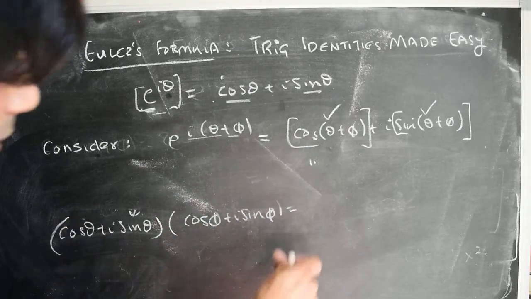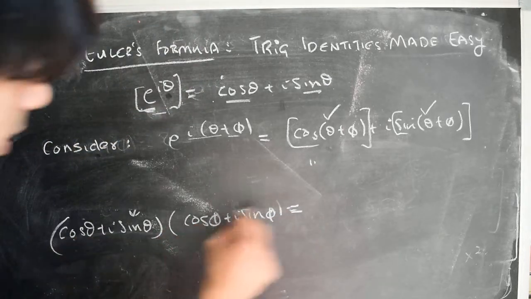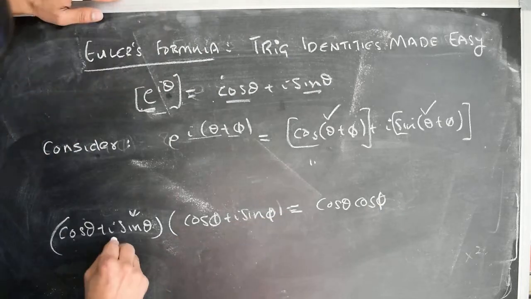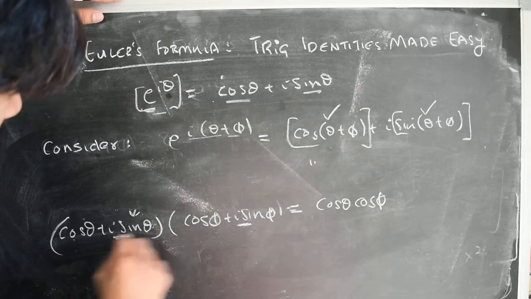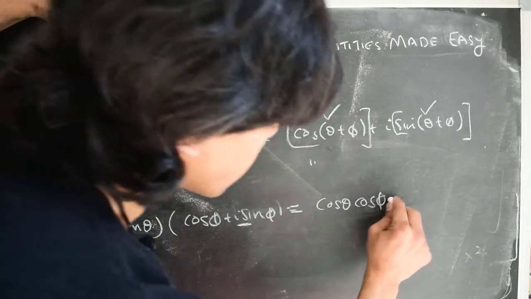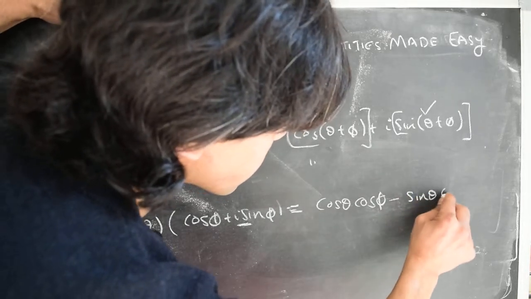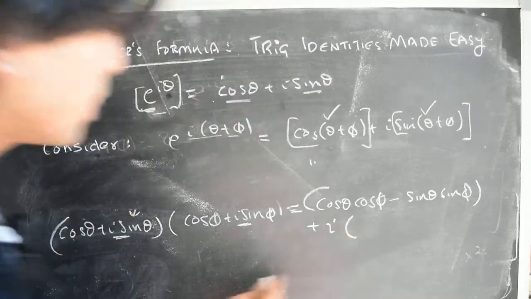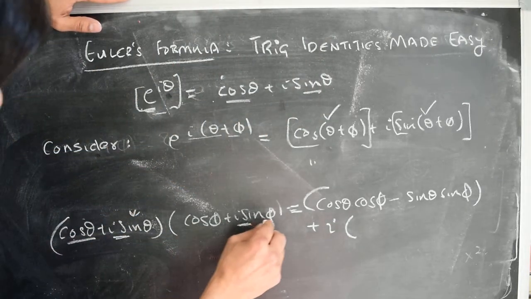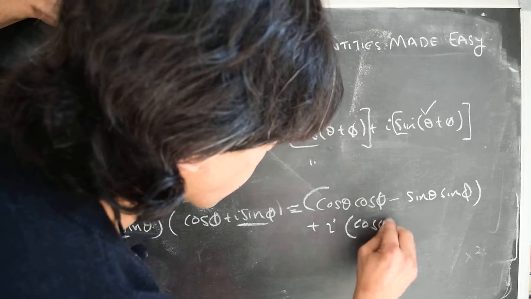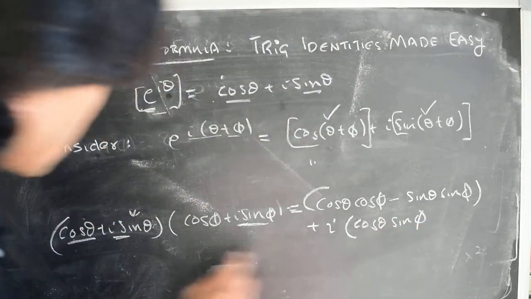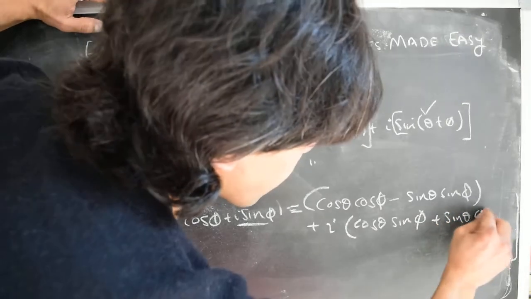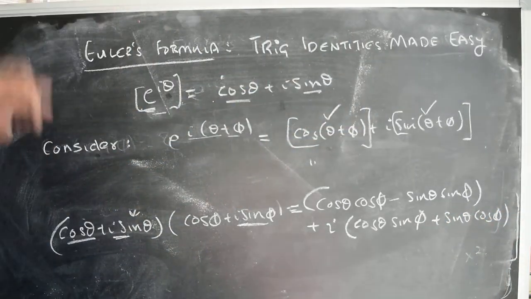So the real part will be cosine theta cosine phi, and then we will have a real term coming from i squared sine theta sine phi, which is minus sine theta sine phi, plus i times the imaginary part, which will be cosine theta sine phi and then sine theta cosine phi, and there it is.